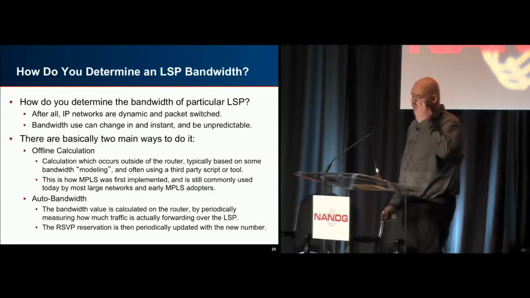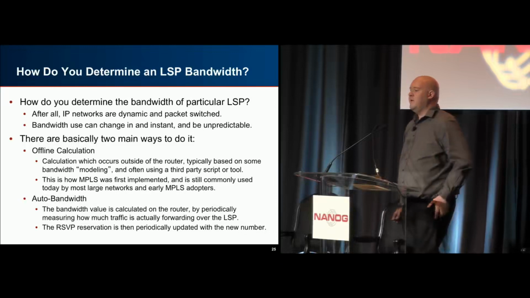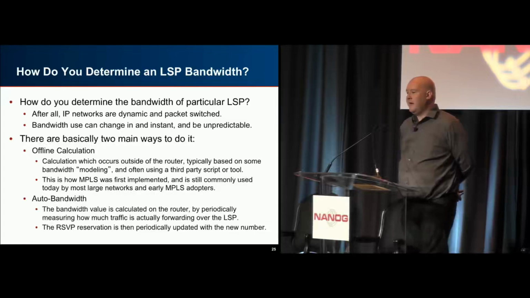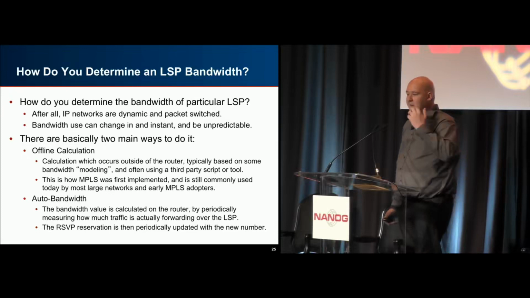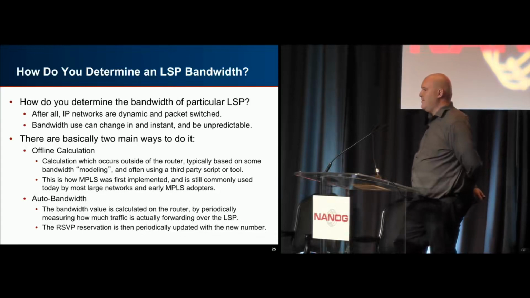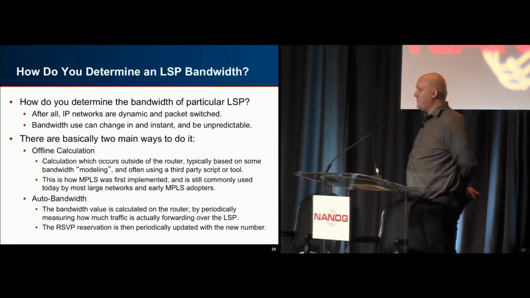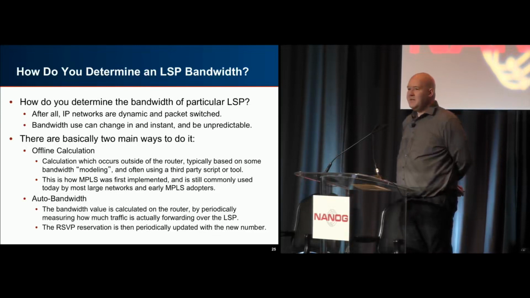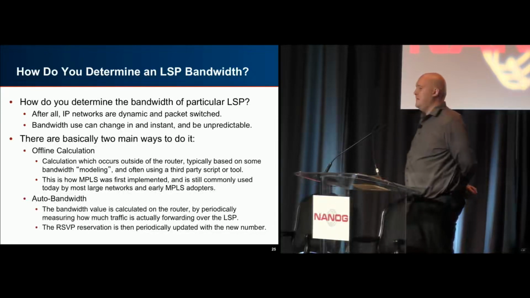So the next one is called auto bandwidth. What happens here is the bandwidth value is calculated by the router by periodically measuring how much traffic is actually going across the LSP. It's as simple as that. Your device might look at its traffic counters from an LSP and look at a 5-minute sample and say we saw this value, and if that value changed sufficiently, then we pass it into RSVP, and now it does an update.